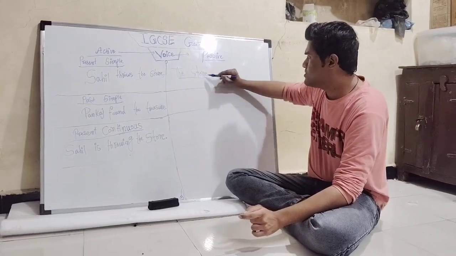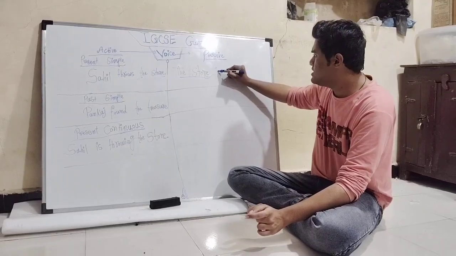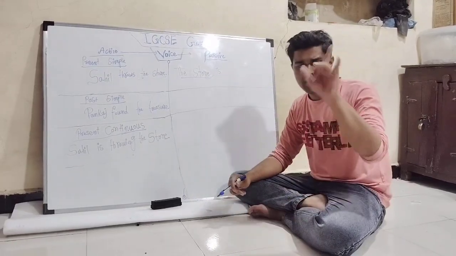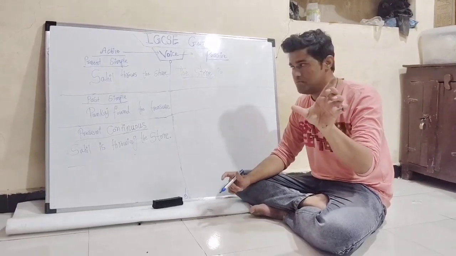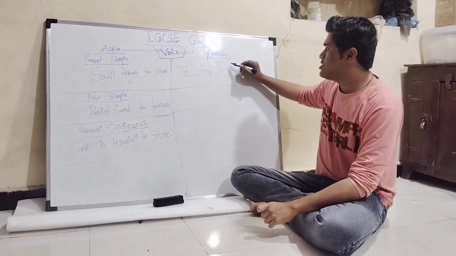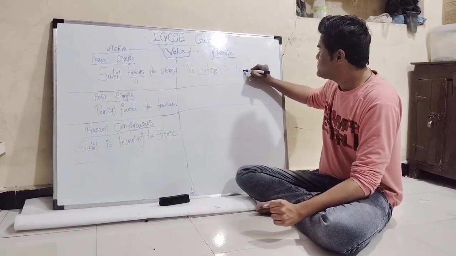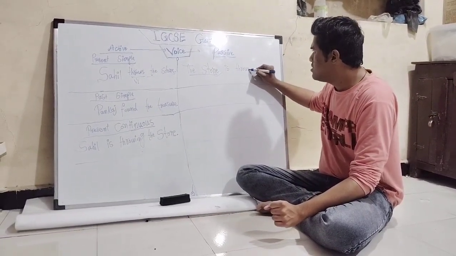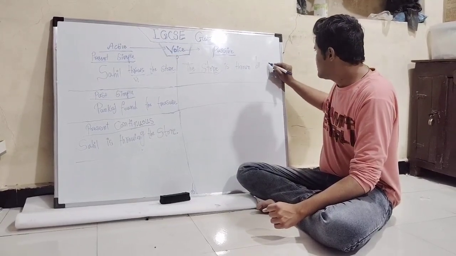as it is implying singularity, the verb will be followed as is. Remember that passive voice is followed by the third form of the verb. The stone is thrown by Sahil.